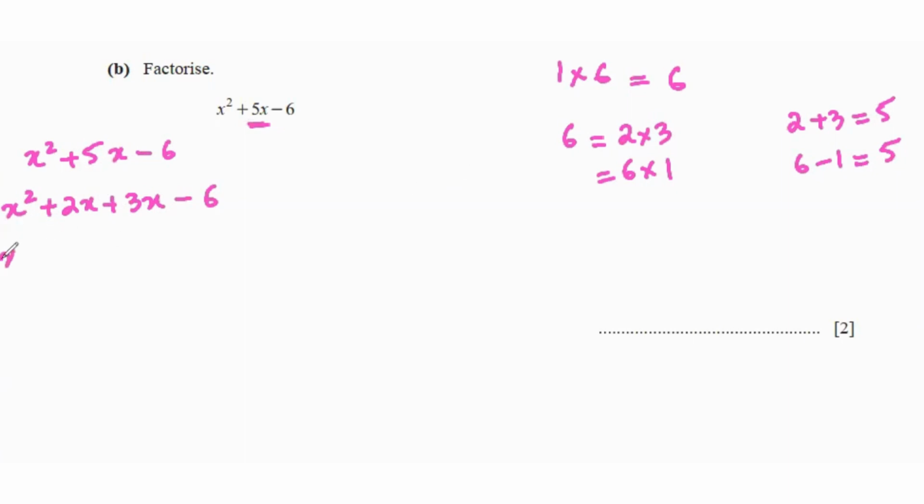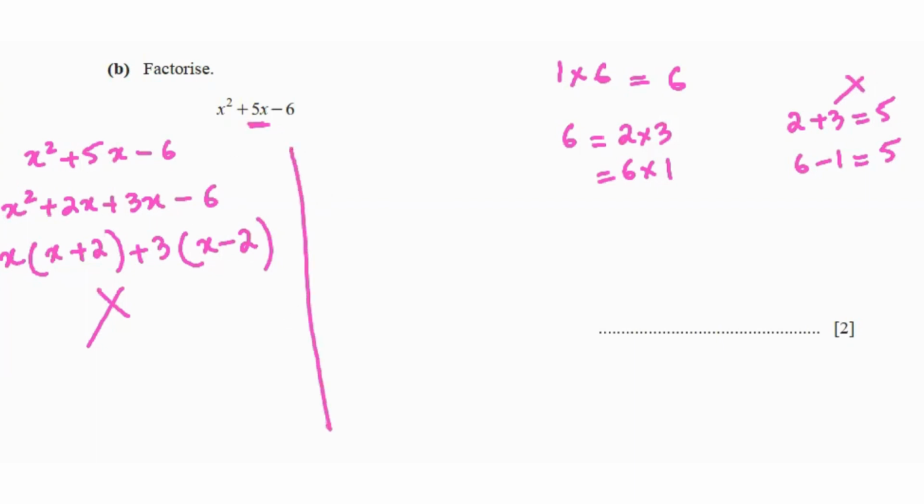Between the first two terms, we have x common. It's going to be x plus 2. And between the last two terms, we have 3 common. So it's going to be x minus 2 inside the bracket. Now, as you can see, we cannot further factorize it because inside the first bracket, we have x plus 2, and inside the second bracket, we have x minus 2. We can't take this common because they have different signs. Hence, 2x plus 3x is not the right option.